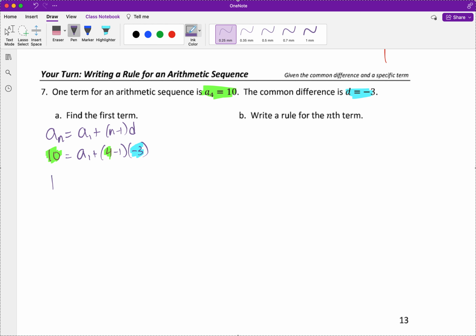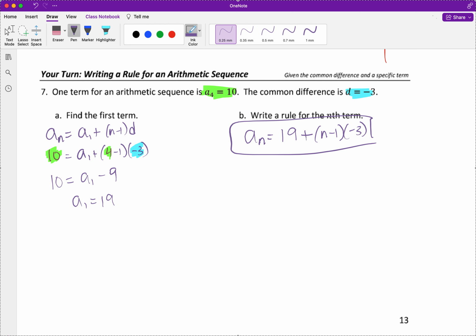And now we just clean it up, right? So we have 10 equals A1. It's going to end up being -9 here because 4 minus 1 is 3, and 3 times -3 is -9. And I'm going to add that to the other side. I'm going to get A1 actually equals 19. And so my rule, an, is going to be 19 plus n minus 1 times negative 3, and this would be my answer. And again, if you wanted to simplify it, you could. It would simplify to an equals negative 3n plus 22.